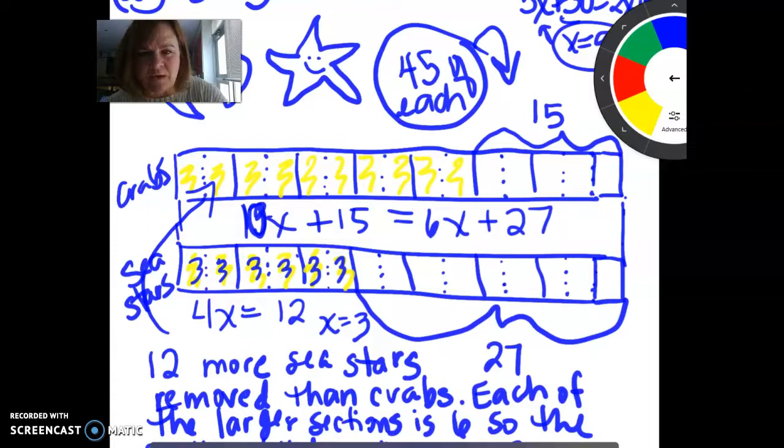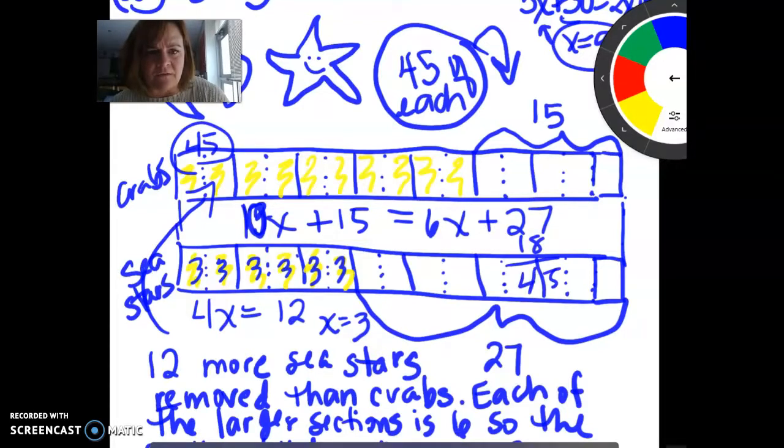We know 10 times 3 is 30, plus 15 is 45. We should be able to get the same thing here for sea stars: 6 times 3 is 18, plus 27 is also 45. So that's how many we started with.